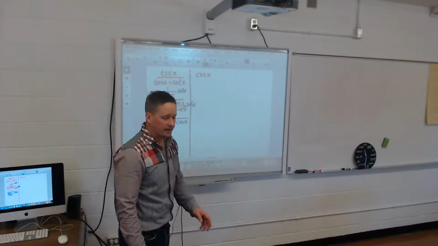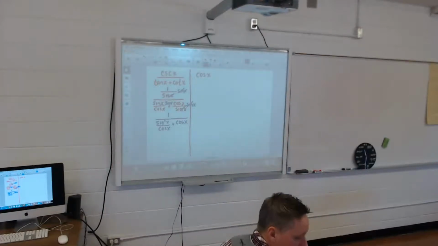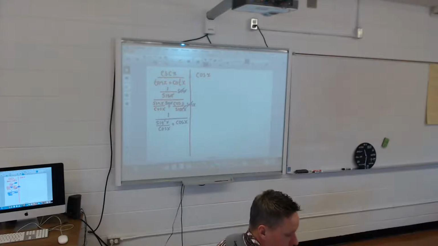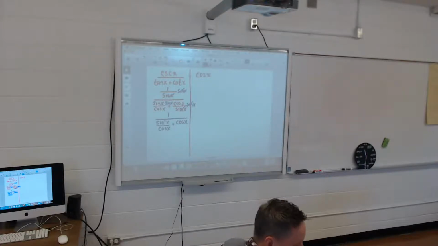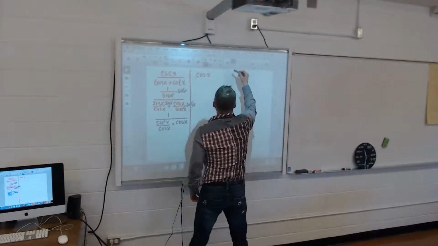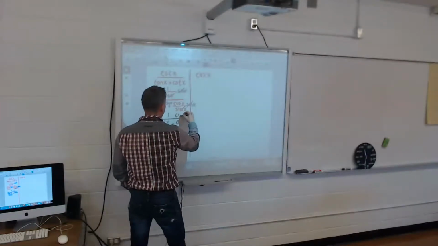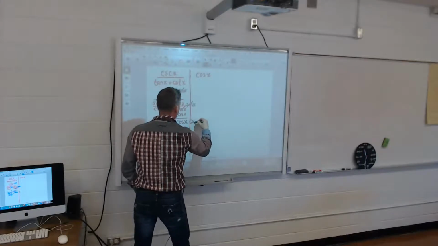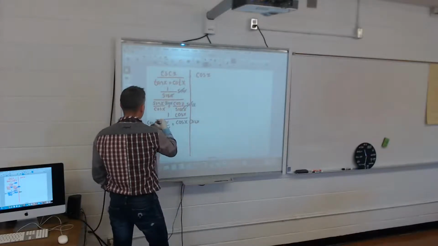Okay, so what I've done is I had 3 fractions there. Now I'm down to 2 fractions. So I want to get it down to 1 fraction. To do that, I'm going to multiply everything by cos x. All I'm doing is simplifying fractions to make my life easier. So I'm going to times this by cos x, this by cos x, and this by cos x.